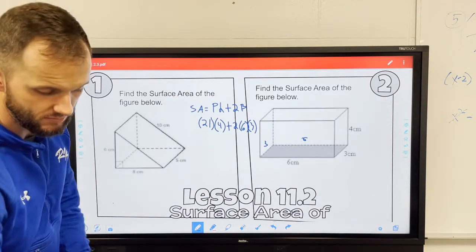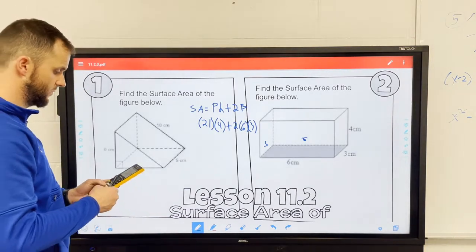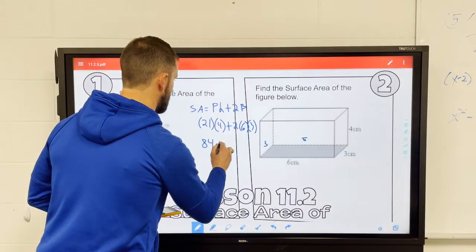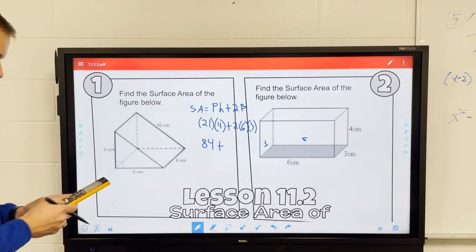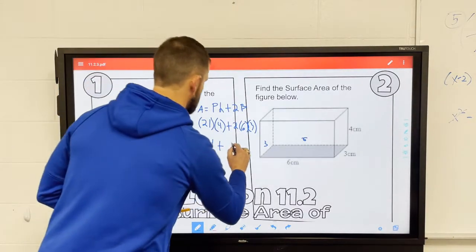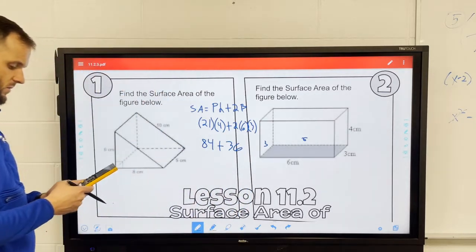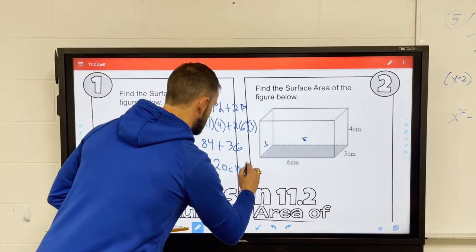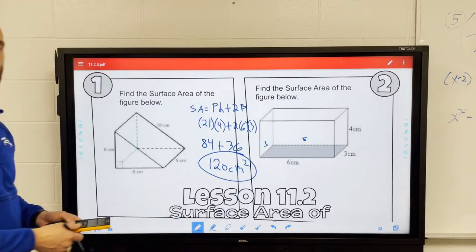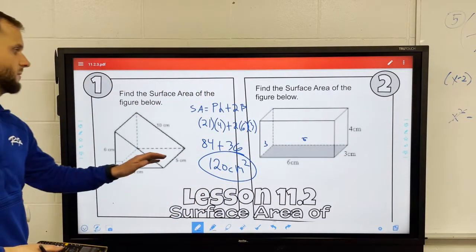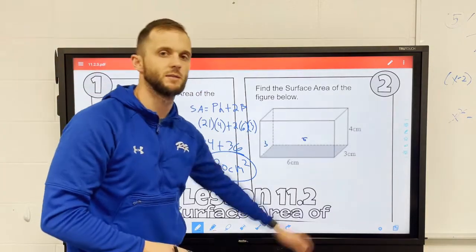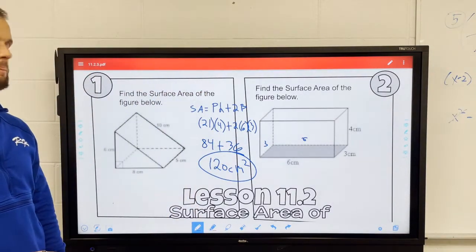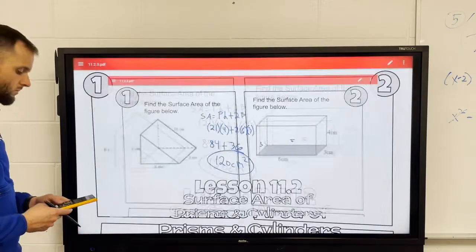So 21 times 4 is going to give me 84. So 2 times 6 times 3 is going to give me 36. And then 84 plus 36 is going to give me 120. And that is centimeters squared because I'm doing everything in squared units. So ladies and gentlemen, this is the surface area of my rectangular prism here. Let's jump over to example number 3.